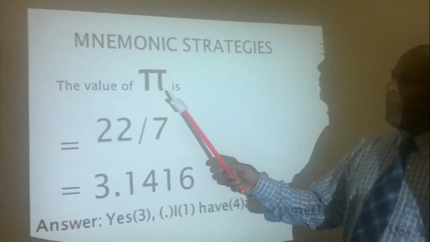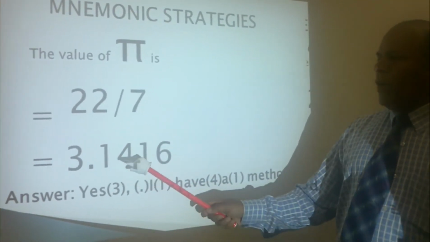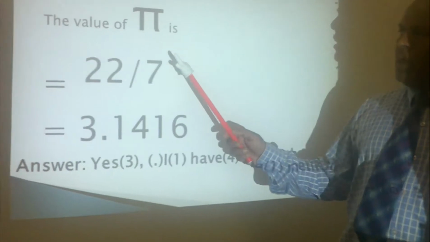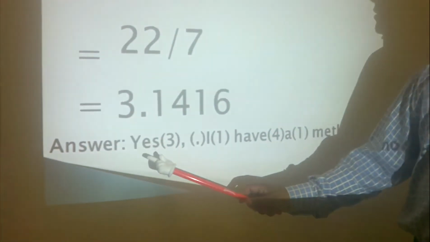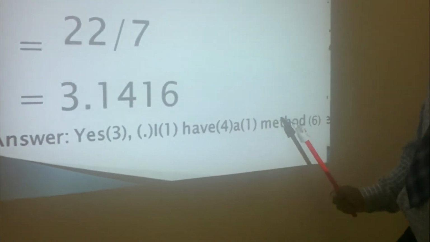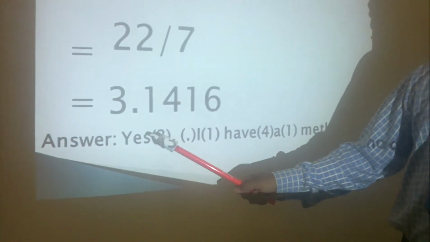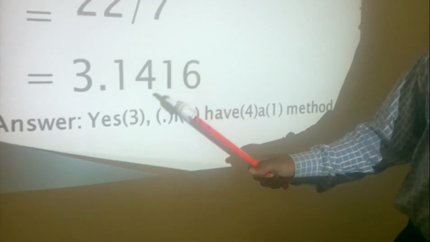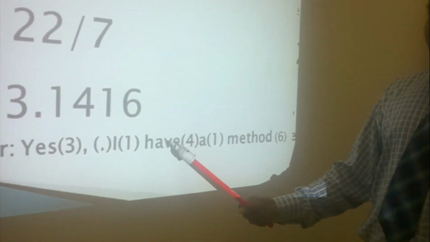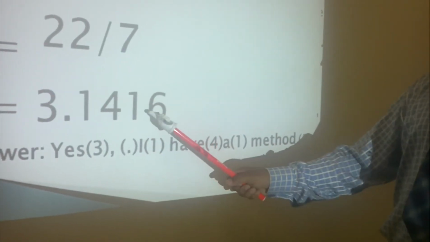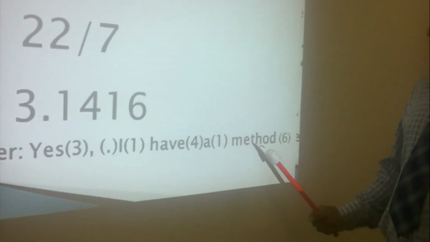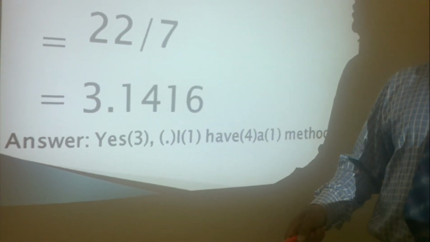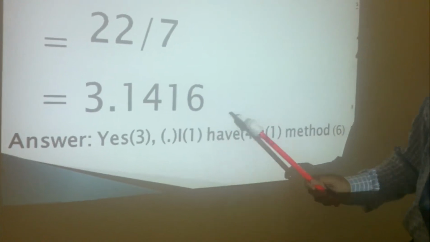For example, take pi. Everyone knows pi is 3.1416, but it is not easy to memorize. So to memorize pi, I have a method. "Yes" consists of three characters, so it stands for 3, "I" consists of one character, so it is 1, "have" has 4 characters, so it is 4, "a" is 1, and "method" has 6 characters, so it is 6. So it is easy to memorize the value of pi. Yes, I have a method.